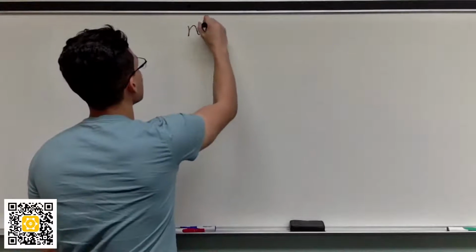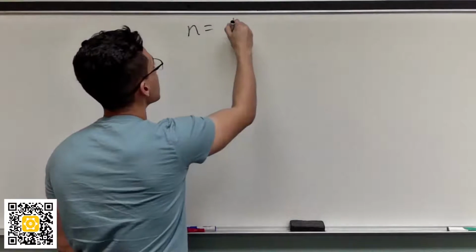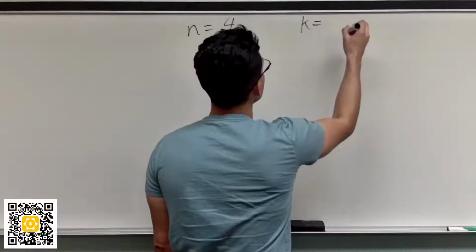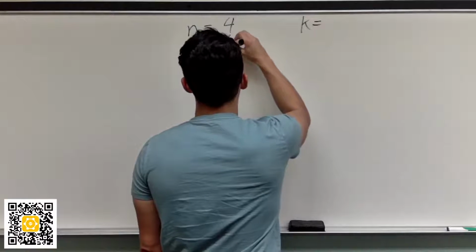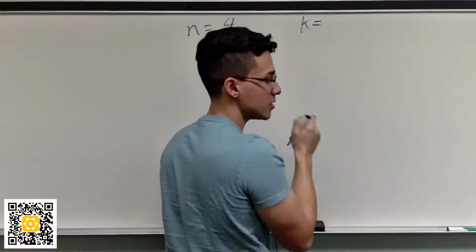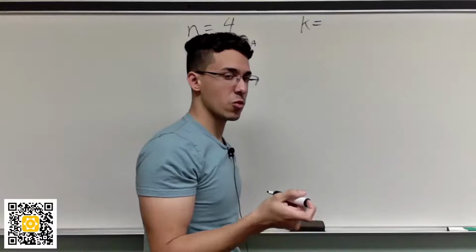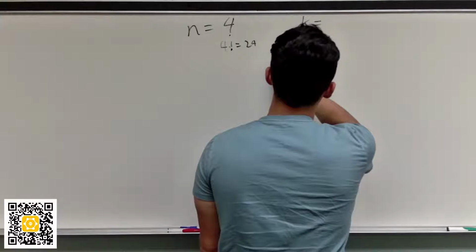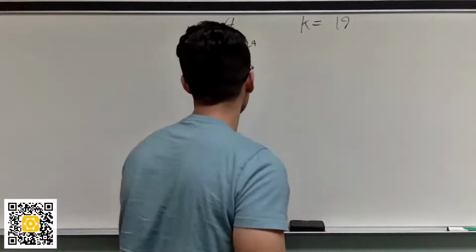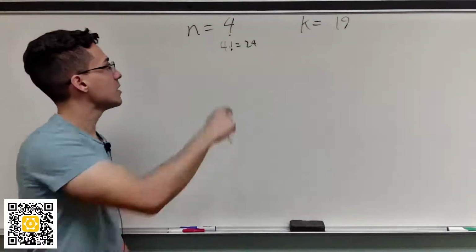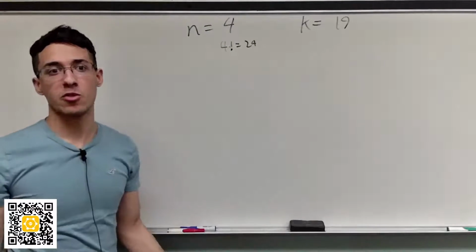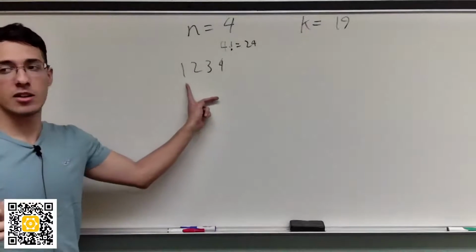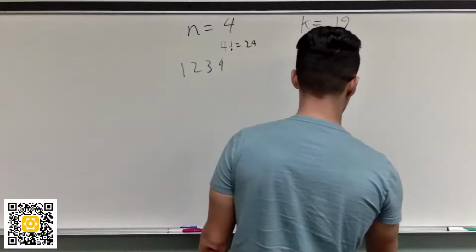So you're given n. Say I'm going to choose 4. And then your k will be the kth permutation. It's 1-indexed, so it doesn't matter too much. Between 1 and 24, I'm going to pick 19. The way that the permutations are lined up is in a certain order, and the order does matter. The first one is always in ascending order, and the last one will be in descending order completely.